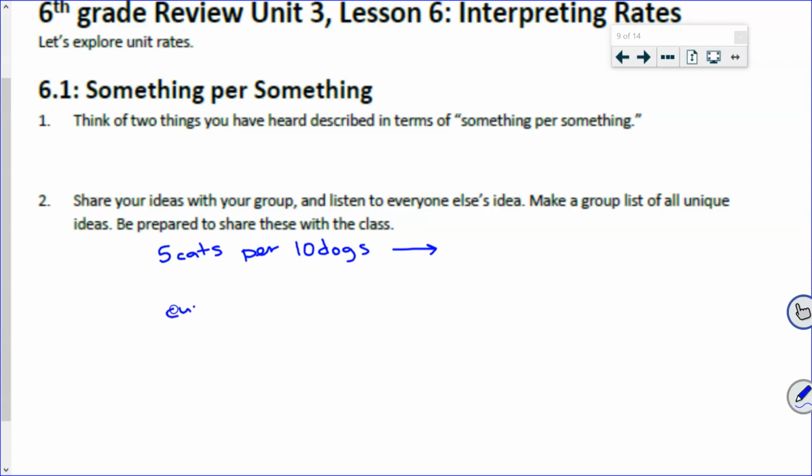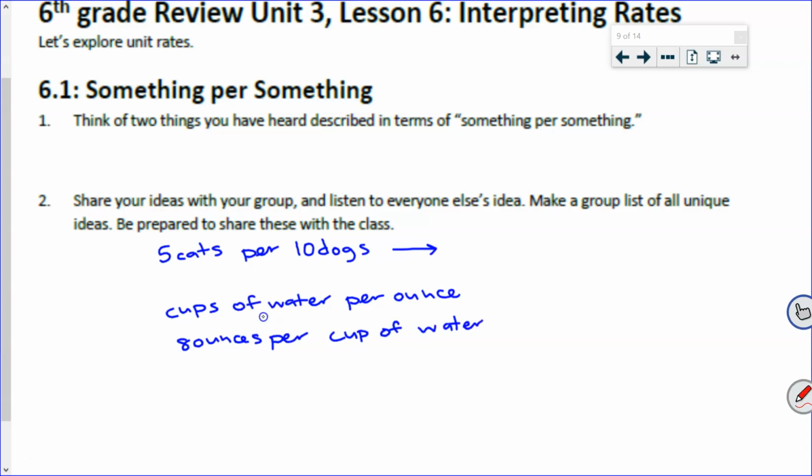Good. Cups of water per ounce. And since there's actually 8 ounces per cup of water, I actually like this one reversed a little bit better. 8 ounces per cup of water. Good. That's where I've heard that word per before.